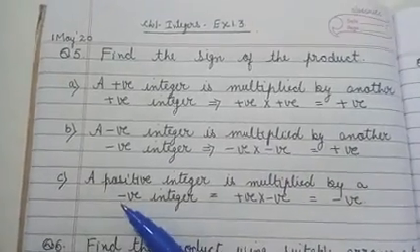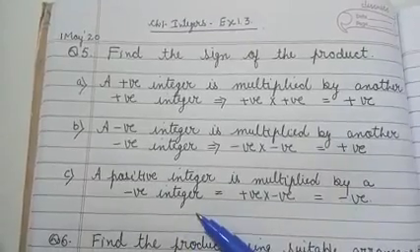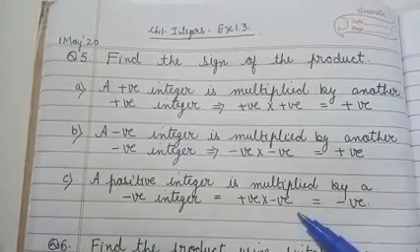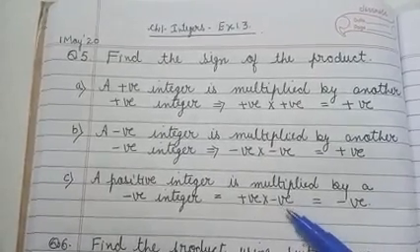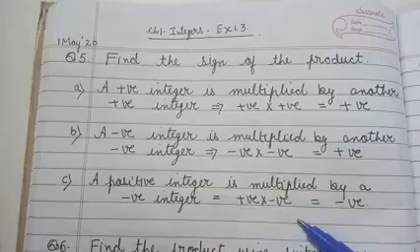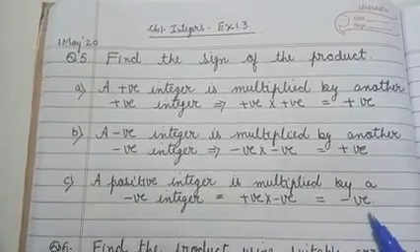Now look at the third. A positive integer is multiplied by a negative integer. Here one number is positive and one number is negative. Clearly, the negative sign is only one, which is odd. It means we will put the negative sign. Also, opposite sign means negative product.